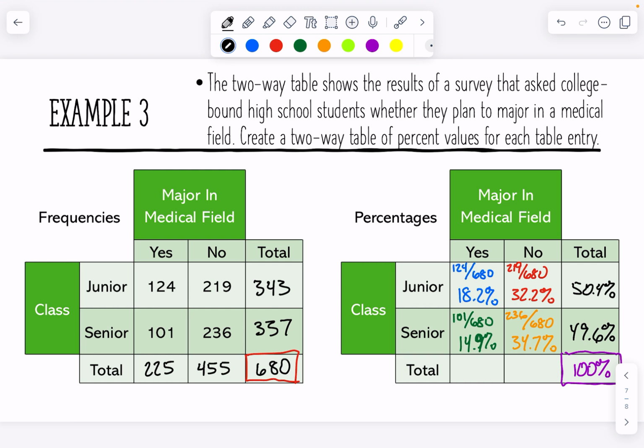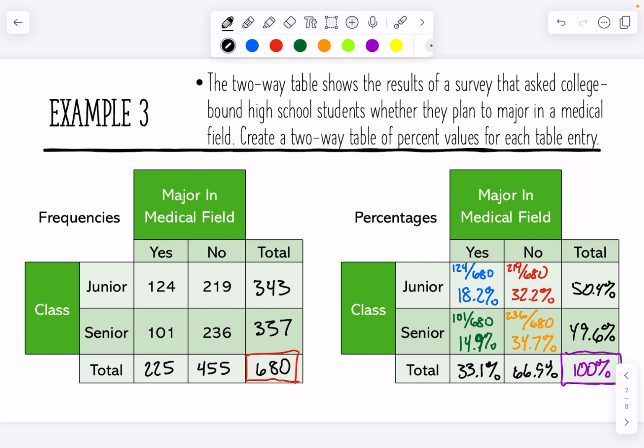Now, when I add the yeses for the medical field, 18.2 plus 14.9, it's going to give me 33.1%. And when I take 32.2 and I add 34.7, I'm going to get 66.9% for that final percentage. Now, it all worked out perfectly here. This is something that you will have to do on your quiz, being able to find those percentages after finding the marginal frequencies, etc. It's as simple as just filling out a table and then adding, subtracting, and dividing.